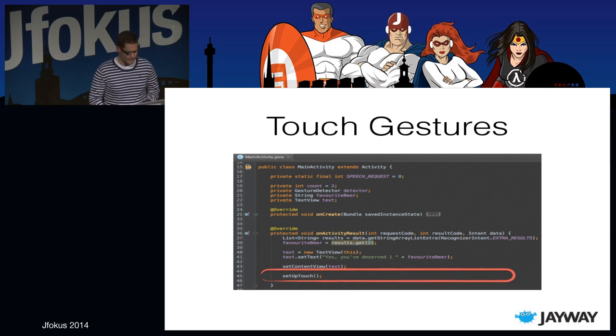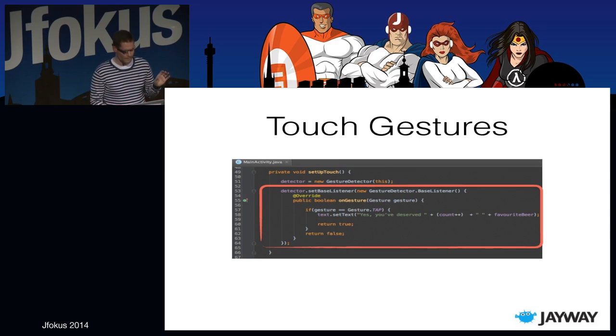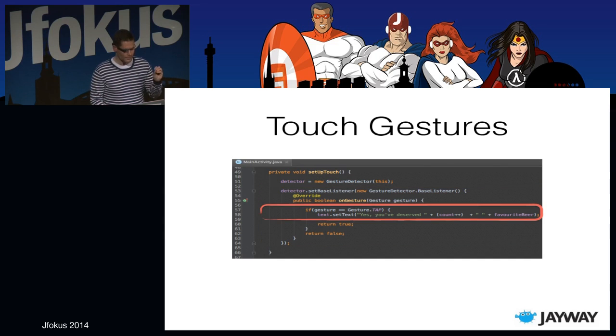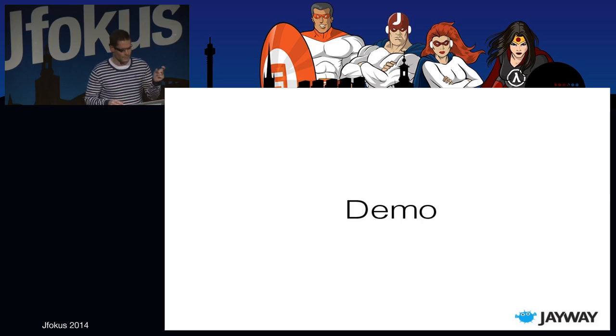So what I'm going to do is I've created 4 new fields: account, the gesture detector, a string with a favorite beer, and the text view. In the onActivityResult, I just invoke setUpTouch. And I implement that method by creating the detector, and then I set a base listener. And in onGesture, I just check if there's a single tap, and then I set the text to yes, you deserve, increased account, and favorite beer. And override onGenericMotionEvent.